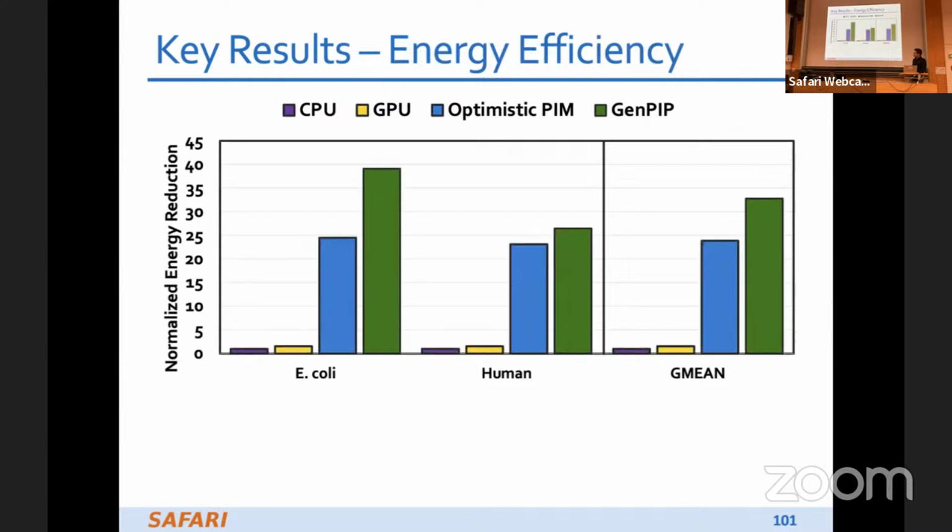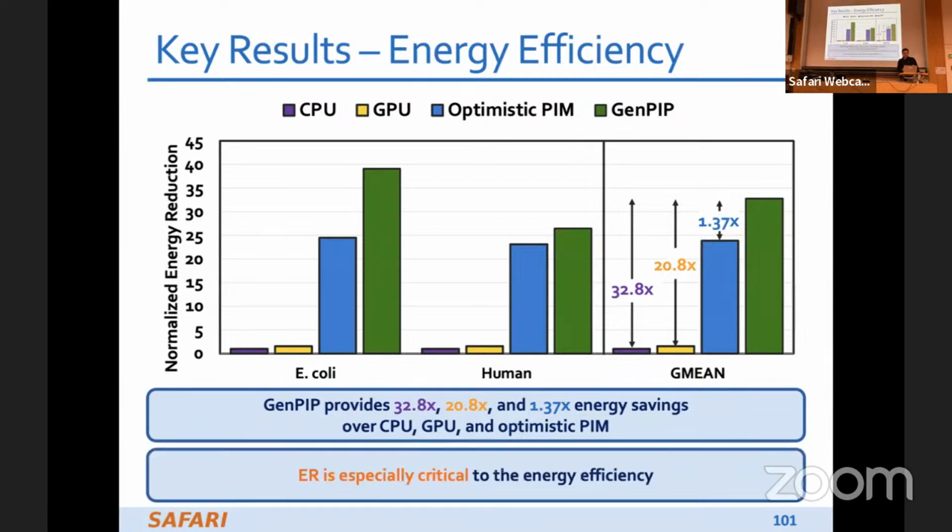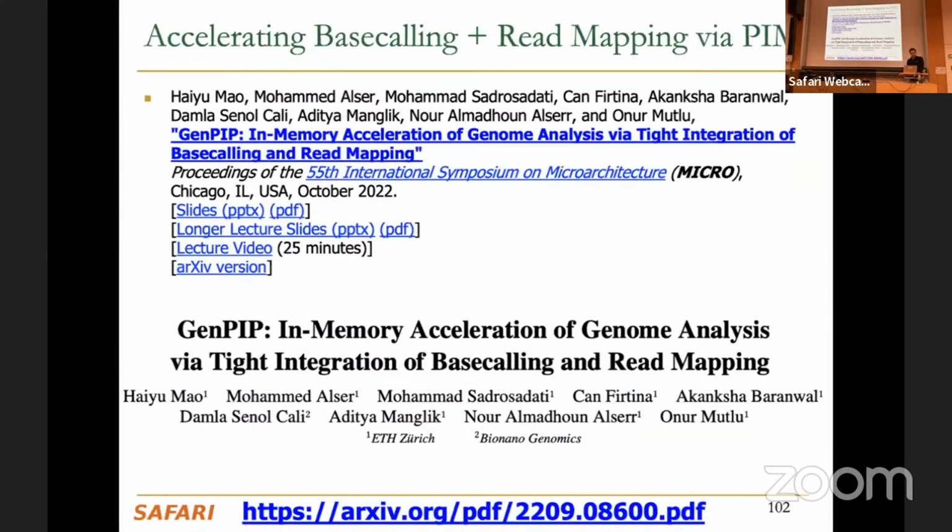We also look at the energy reduction that we're getting. Similarly, GenPIP reduces energy because it not only reduces the data movement, but it also reduces the unnecessary data movement and useless computation. By doing so, we can even improve the energy reduction compared to this optimistic PIM, because it still does some useless computation over there.